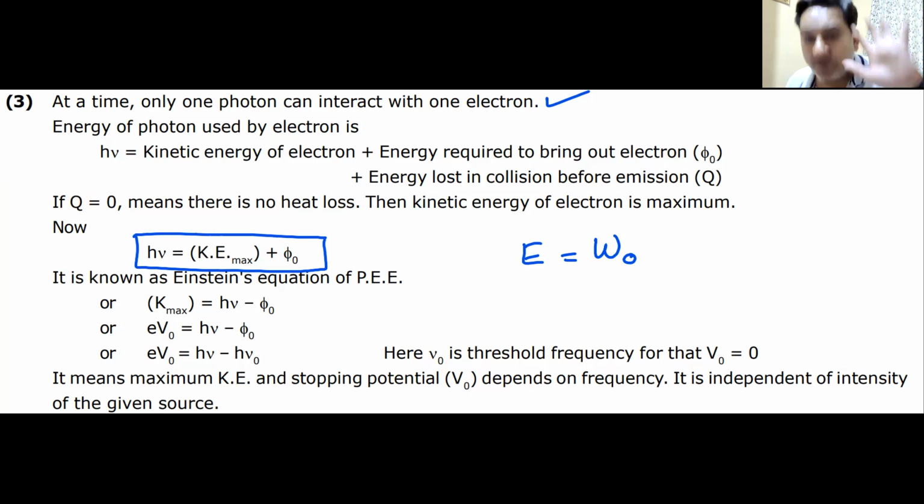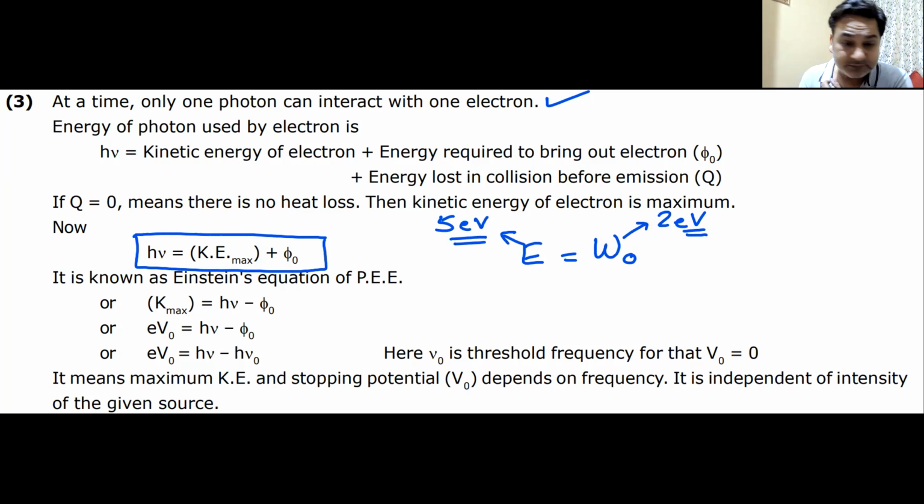For example, the work function of this metal is 2 joules, and again, work function is not in joules, it is in electron volts. Let us use electron volts now. Let us get used to electron volts. Let us assume that the work function of any particular metal is 2 eV, and the energy that this photon has is 5 eV. It has to be more, otherwise nothing happens. Do we understand this?